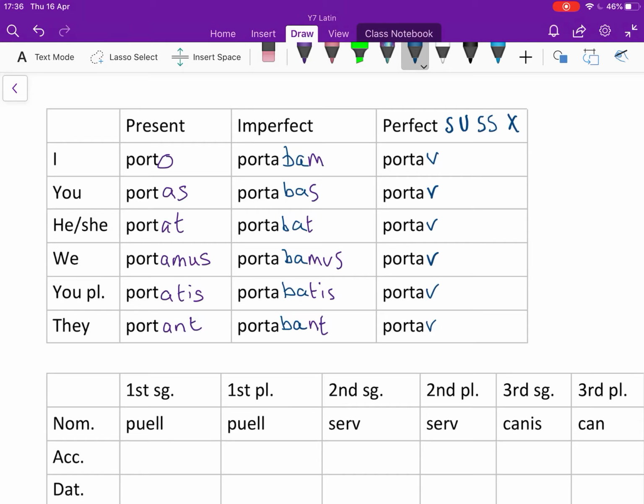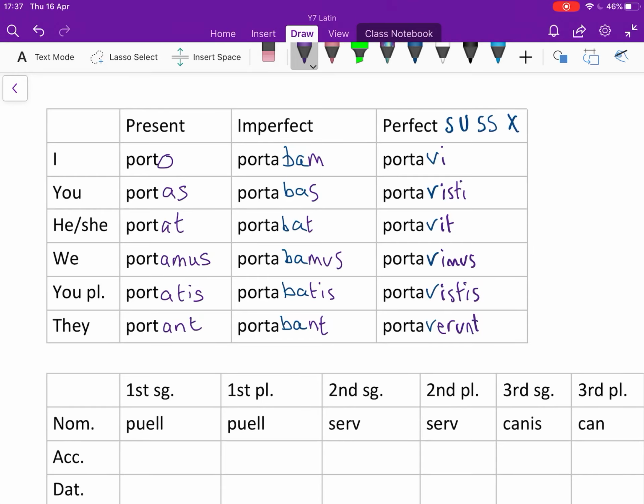And if you're in my class, you'll have heard me talk about the Sussex 5 as a way of remembering those different trigger letters. So here we've got a V, and then we're adding our endings: i, isti, it, imus, istis, and erunt. So portavi means I carried, portaverunt means they carried.